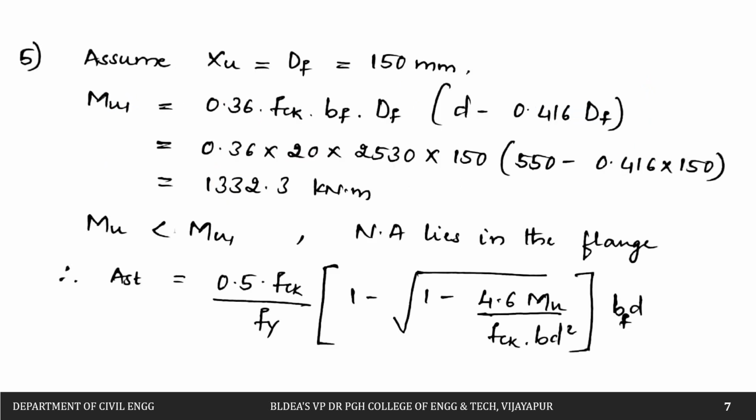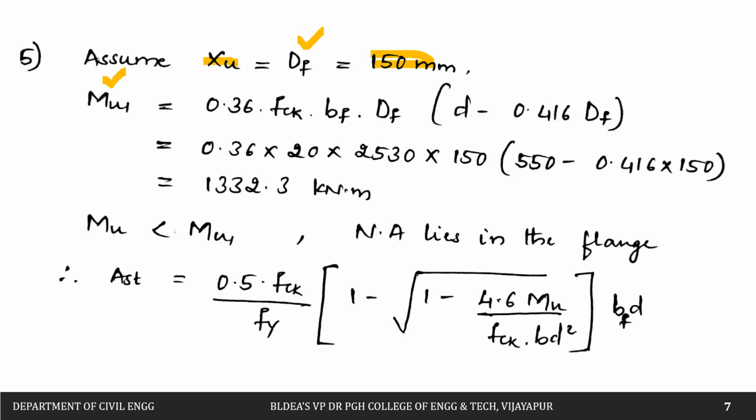Then next we'll calculate the limiting moment. Let us assume the depth of the neutral axis, xu, is equal to Df, the depth of the flange. Whether this depth of the neutral axis is going to lie in the flange or the web. First, let us assume that the depth of the neutral axis lies within the flange, that is 150 mm.